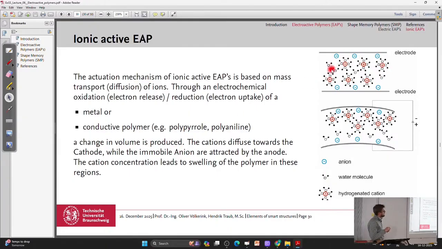We have the electroactive or the ionic active polymer here between the electrodes. And if the ions are evenly distributed, and if we apply an electric field, the hydrogenated cations or the ions would go up to this electrode, and therefore we have here, let's say, a higher concentration, and the material swells, and here it shrinks. And with this, we can get a bending of the actuator.